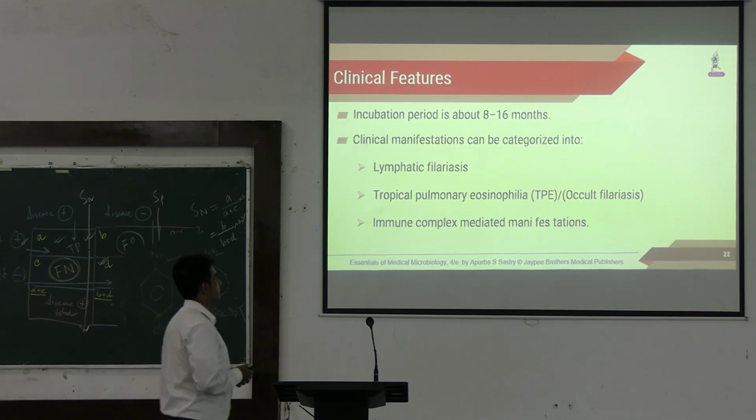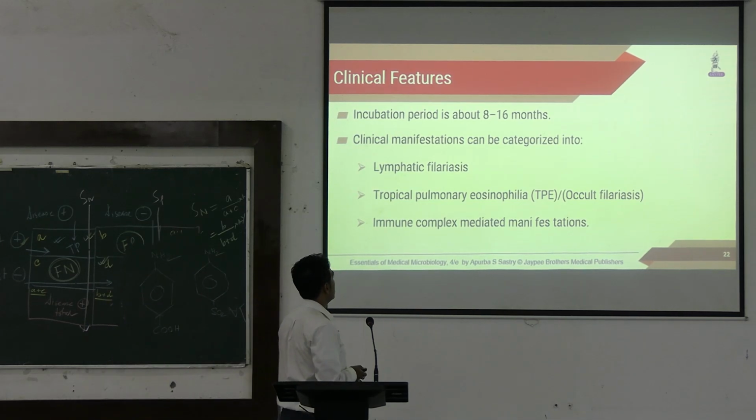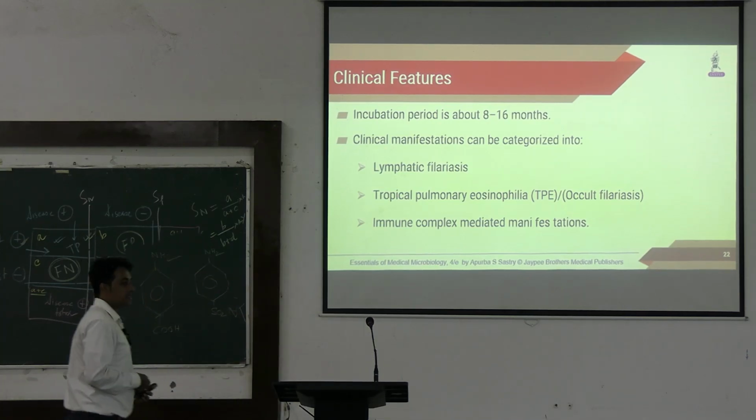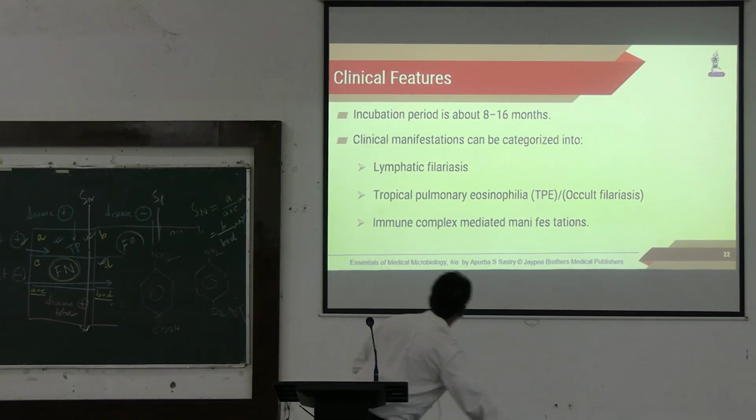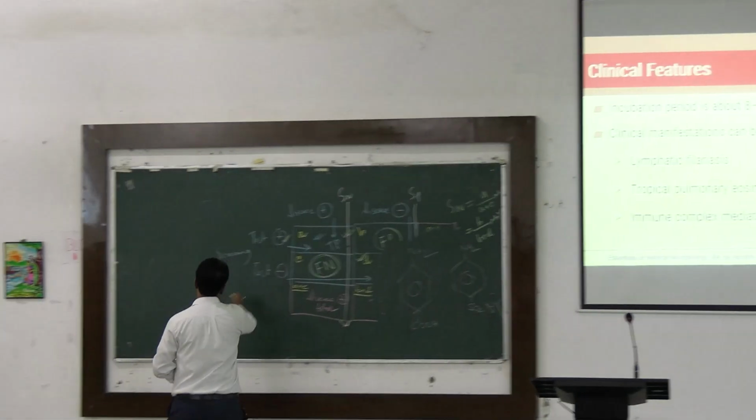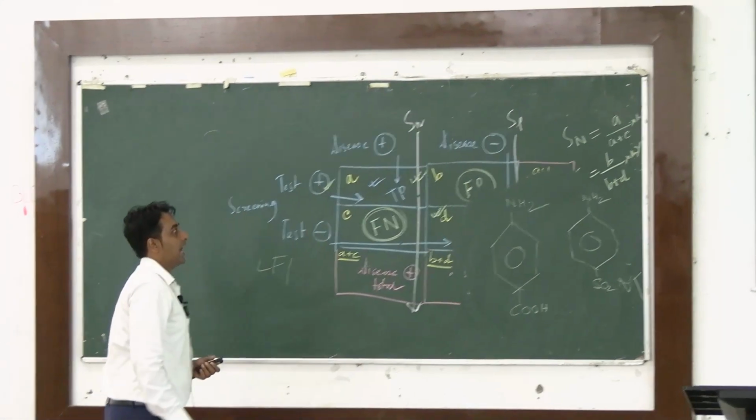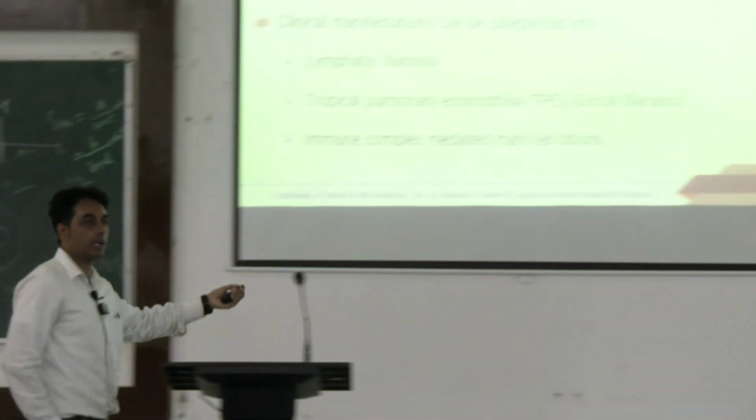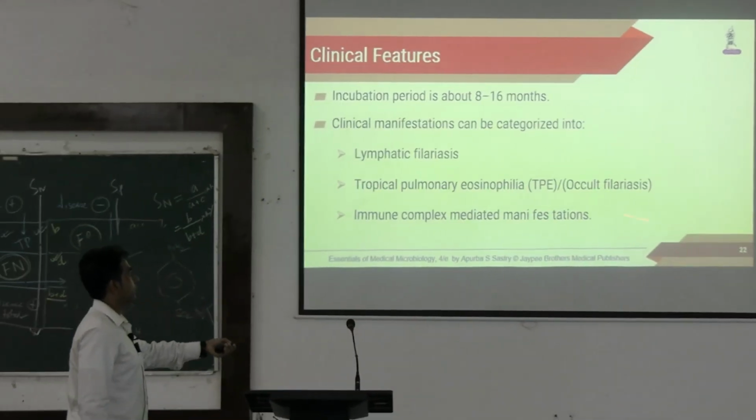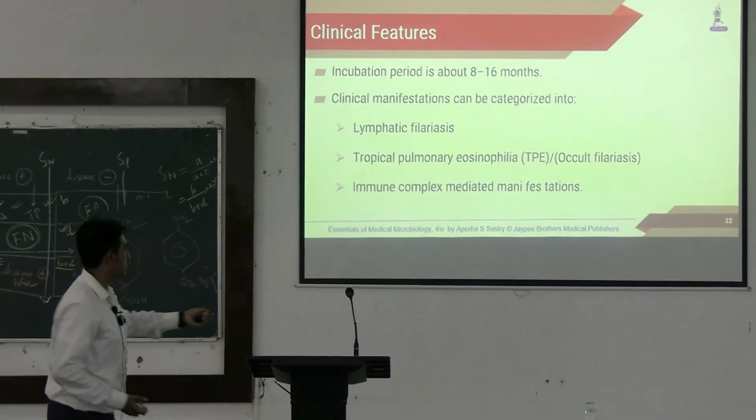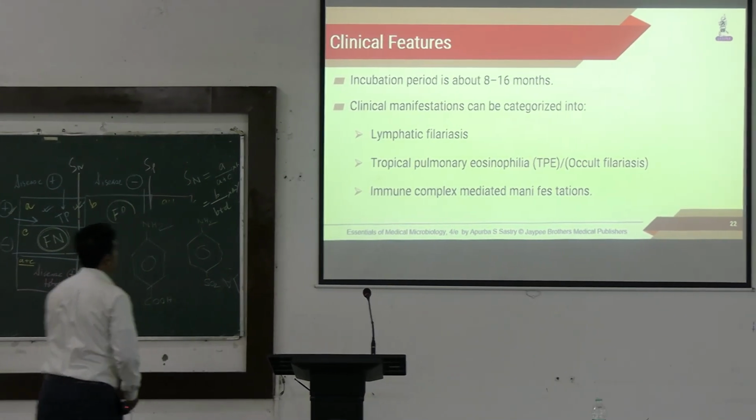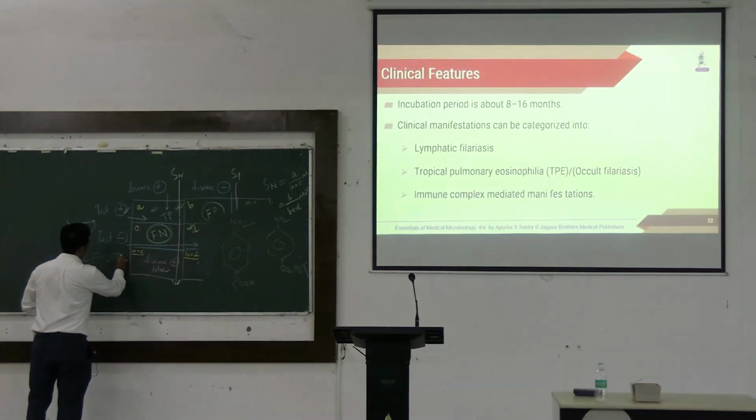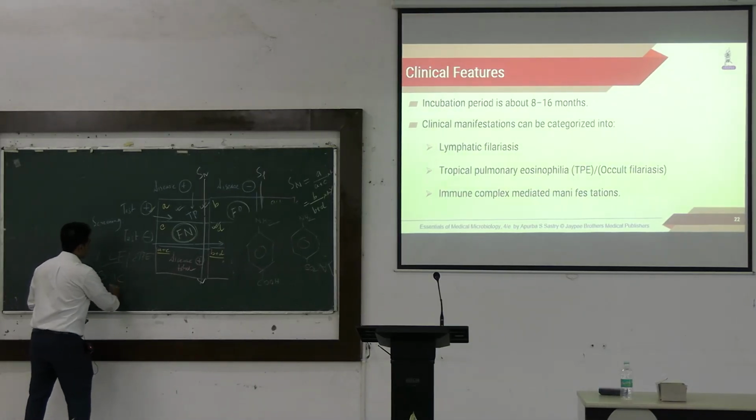The clinical manifestations can be categorized into lymphatic filariasis, tropical pulmonary eosinophilia and immune complex mediated manifestations. So, clinical features গুলো তিনটে ভাগে আমরা ডিভাইড করছি. প্রথমটা হচ্ছে lymphatic filariasis, and due to microfilariae inside the pulmonary blood vessels, tropical pulmonary eosinophilia and occult filariasis. Occult কেন বলছি? এই সময়তে তুই filariae ব্লাডে পাবি না, they are residing inside the pulmonary vessels, and immune complex mediated manifestations. So, the three types are lymphatic filariasis, tropical pulmonary eosinophilia and immune complex mediated manifestations.